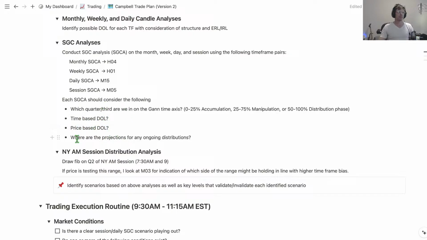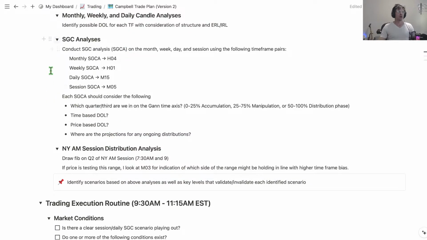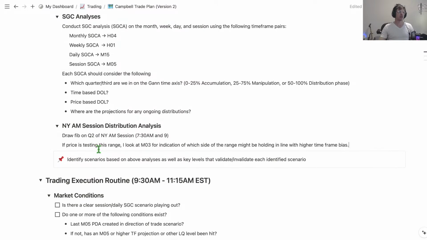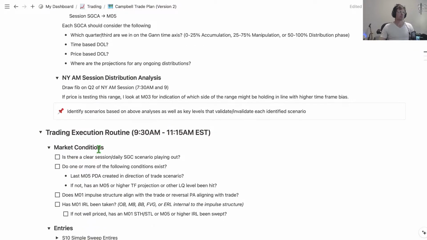So we're looking at all of that, and then we're also looking at if there has been manipulation. Typically, what happens is the distribution goes based on projections from that manipulation. So all of that is still in play. This Q2 range of the New York session is also going to be in my analysis. And typically I'll be looking at the 3 minute for identifying bias based on that range.